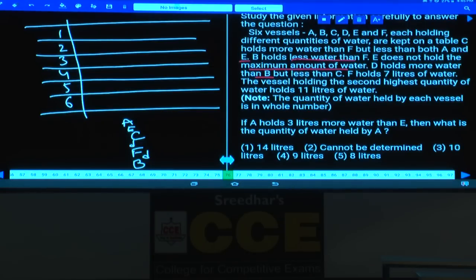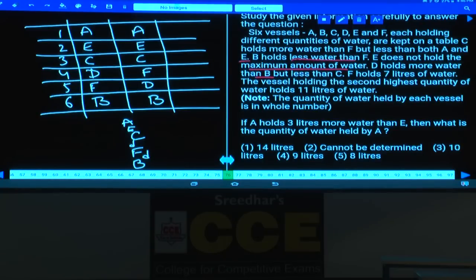Hence how many possibilities? 2 possibilities. Then tell me what are the possibilities here? A, E, C, after this C, D, F and B. This is one possibility. Then what is the second possibility here? A, E, C, after this C, F, D and B, isn't it? Hence we have some 2 possibilities in this.